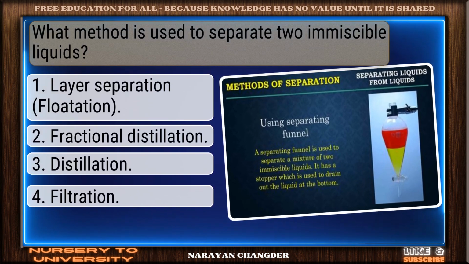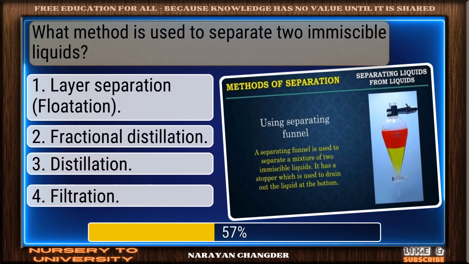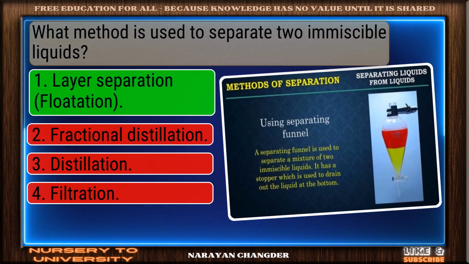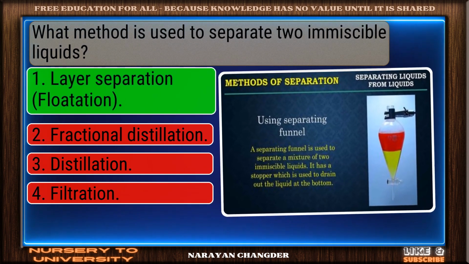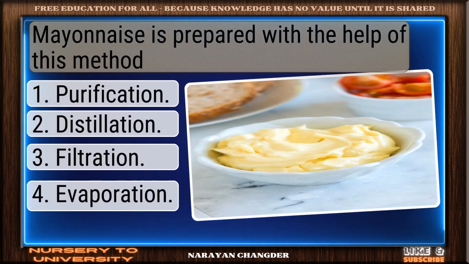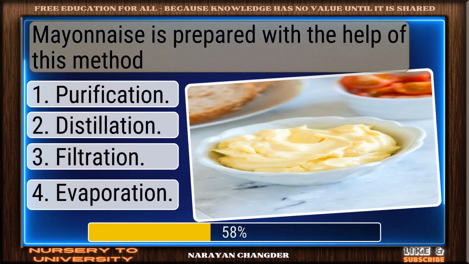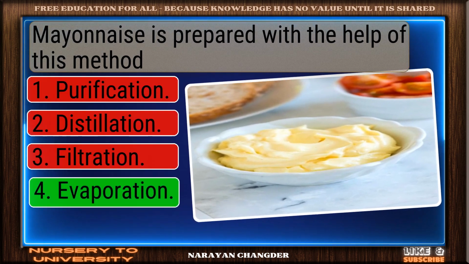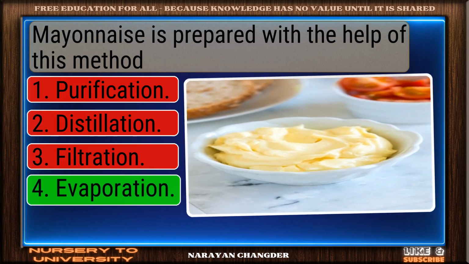What method is used to separate two immiscible liquids? Solid response. Layer separation is a valid choice. Mayonnaise is prepared with the help of this method. Sharp thinking. Evaporation is the right choice.